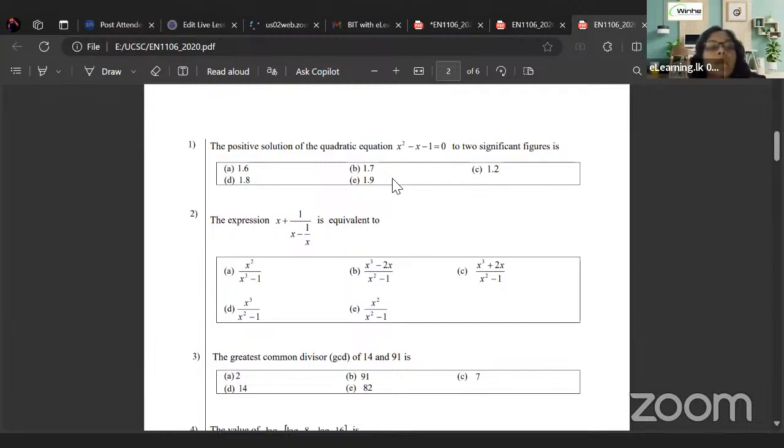Right. For the first one, in 2020: the positive solution of the quadratic equation x squared minus x minus 1 equals 0, to two significant figures, is.